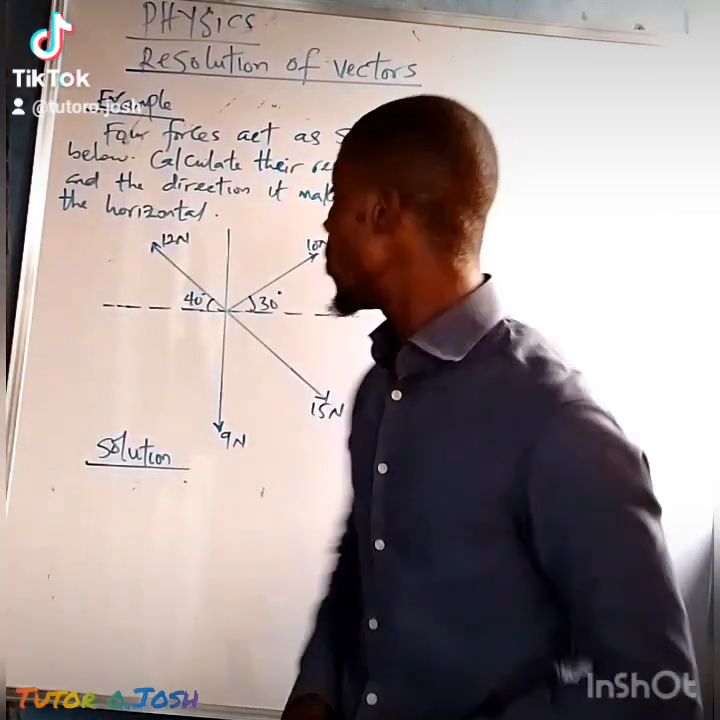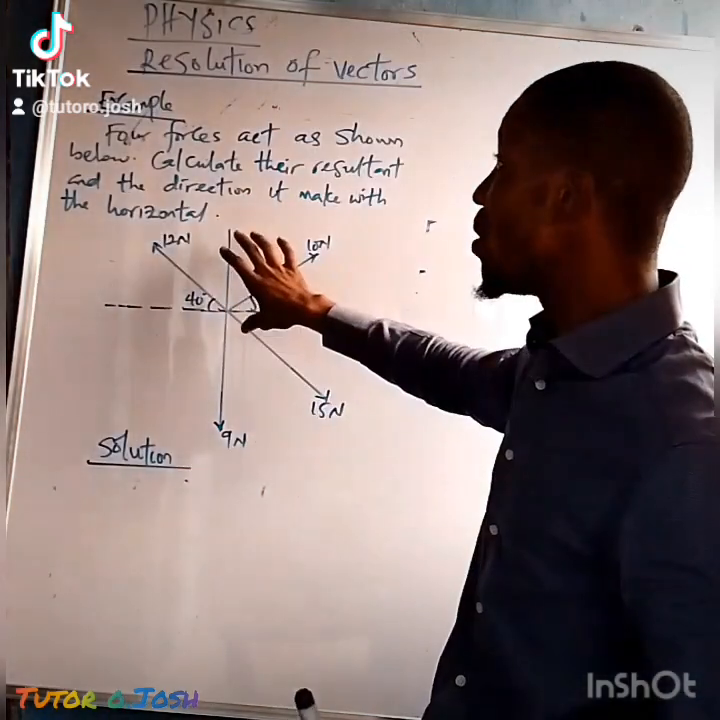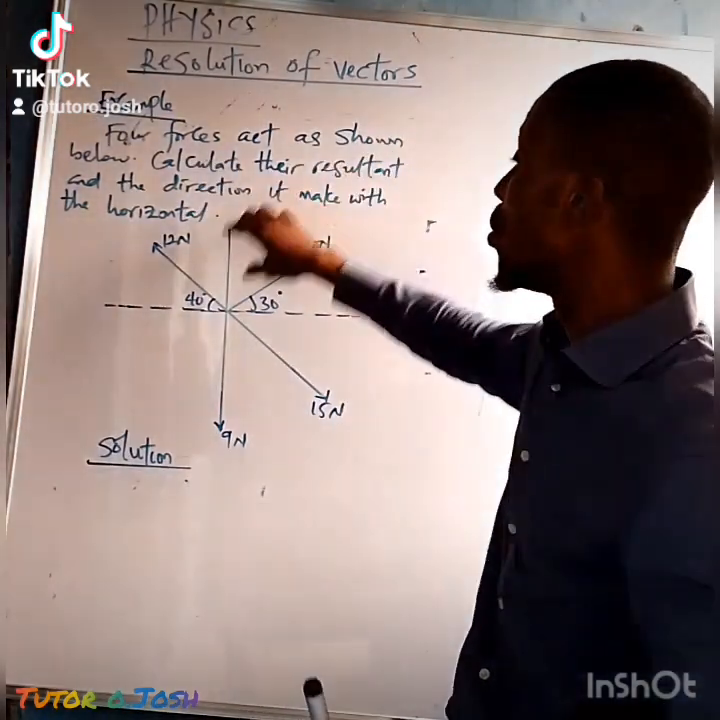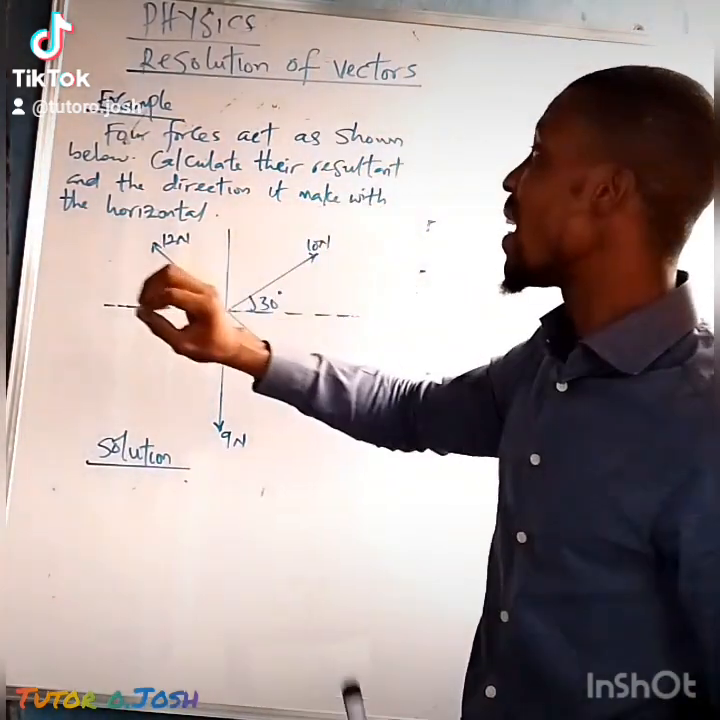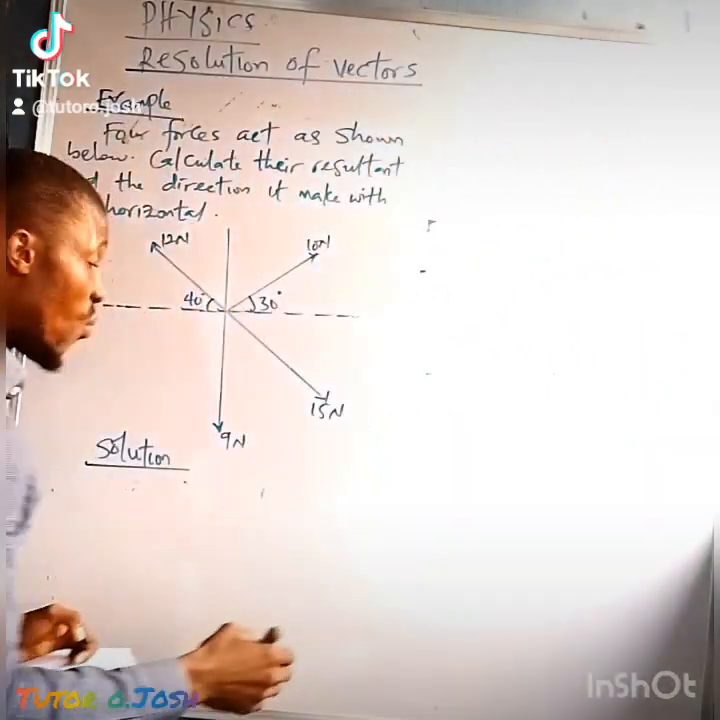So in today's class, we're considering resolution of vectors, how we can resolve vectors. Now we're given that four forces act as shown below. We should calculate the resultant and the direction it makes with the horizontal. Now, what is this? It's as simple as this.